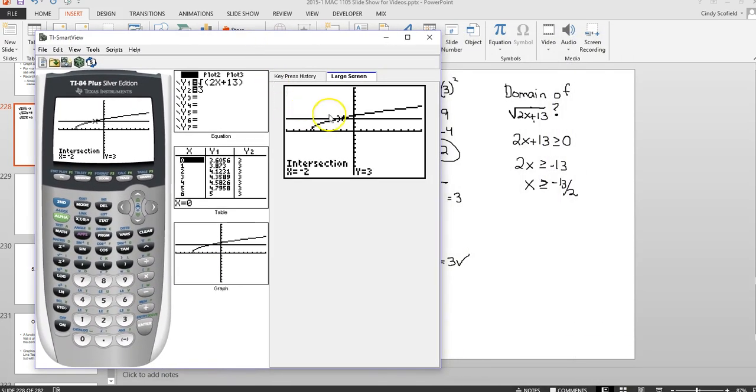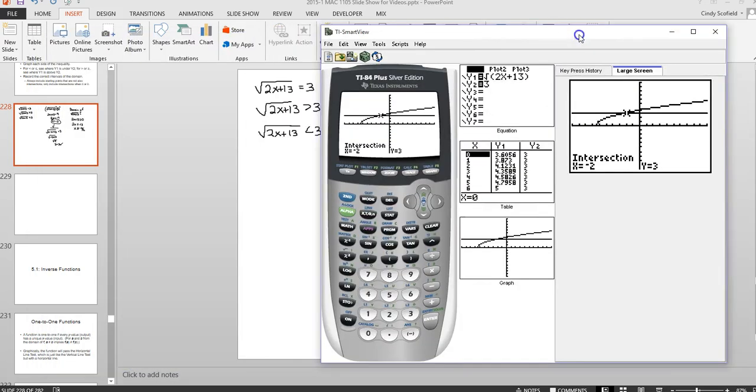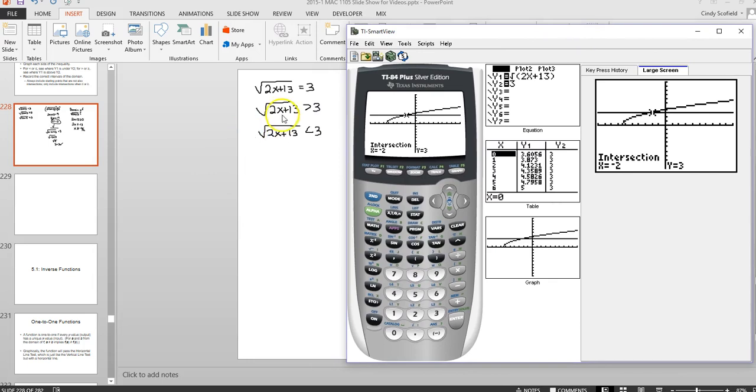Okay, but I need to look at that graph pretty carefully for figuring out what's going on with the inequalities. The first inequality, where is the square root of 2x plus 13 greater than 3? So in other words, where is this curve for square root of 2x plus 13 above the horizontal line for 3? Well, starting at this intersection point, then you see to the right, from there to infinity, square root of 2x plus 13 is above y equals 3.